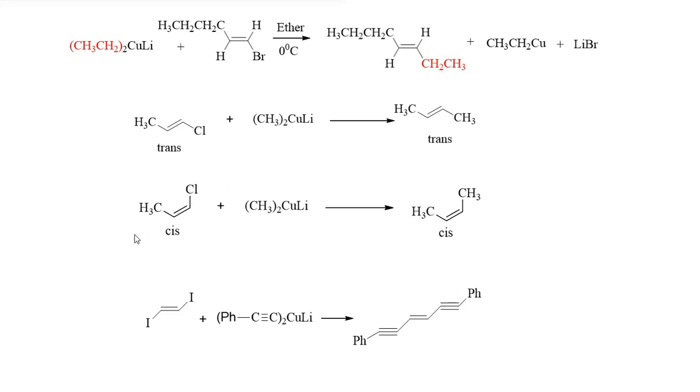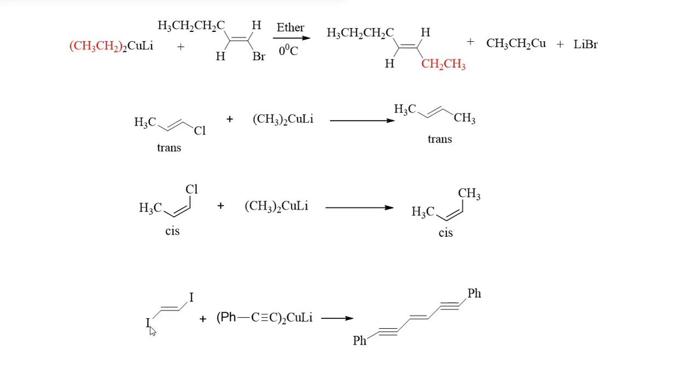Similarly, in this case, it is cis 1,2-chloropropene, which on reacting with the Gilman reagent, lithium dimethyl cuprate, the cis product, cis butene, is formed. When the substrate is trans, the product is trans in the first case. When the substrate is cis, the product is also cis. That means stereochemistry is maintained during the reaction.